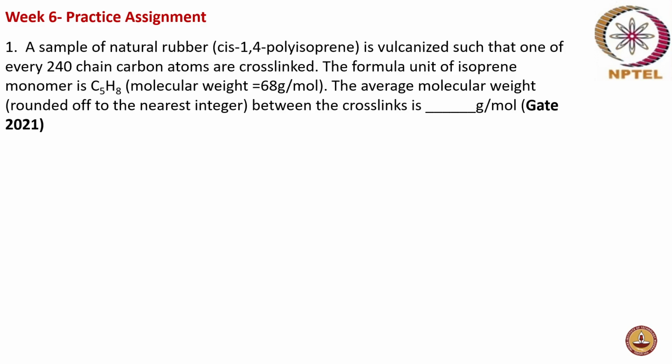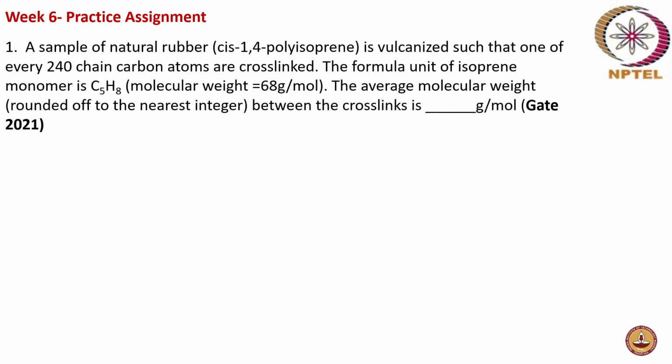So the information given are, first, natural rubber is there, which is vulcanized in such a way that there are 240 carbon atoms between each cross-link. And they have also given the formula for the isoprene monomer and its molecular weight, and they have asked the average molecular weight between the cross-links.